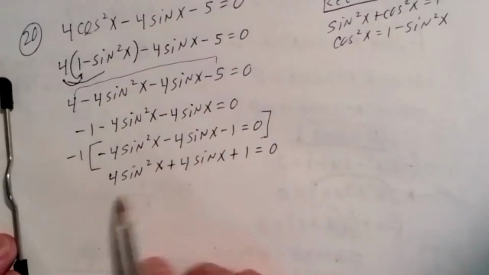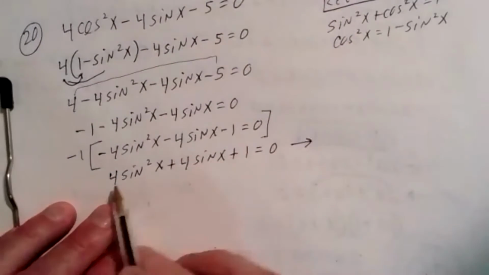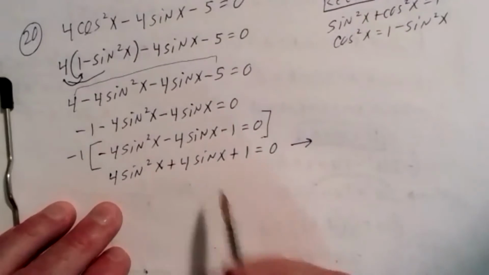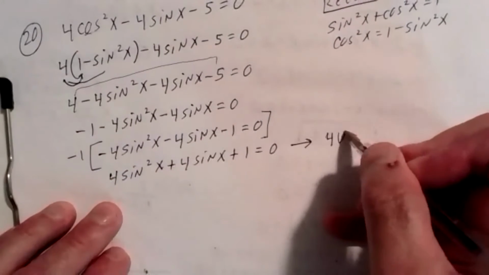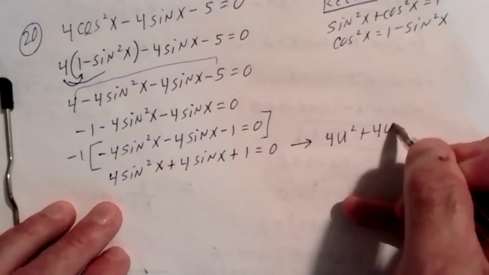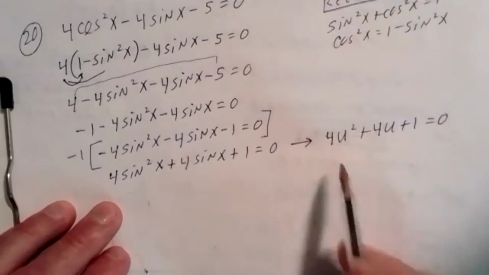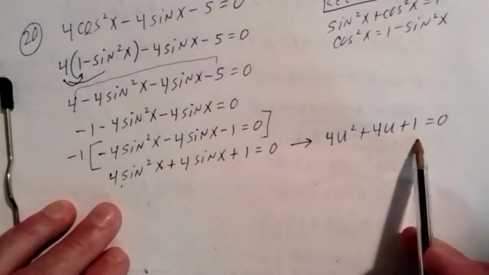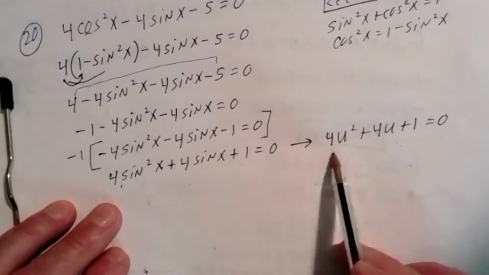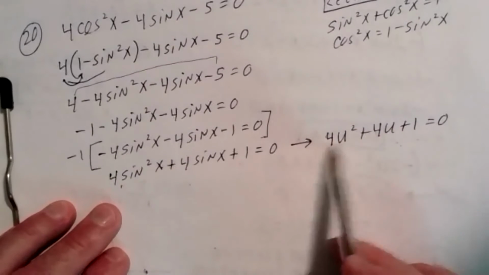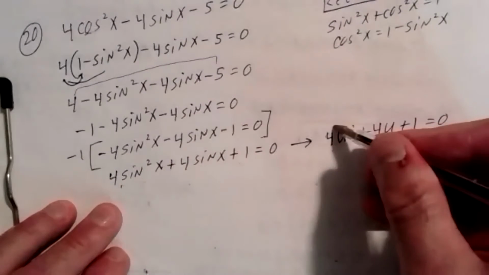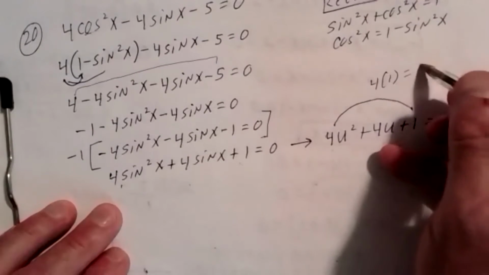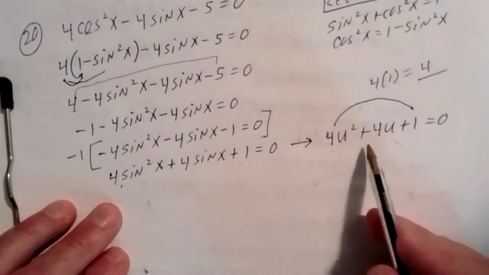Ladies and gentlemen, this is analogous to what type of trinomial back in algebra? If you let u be the sine of x, this is analogous to 4u squared plus 4u plus 1 equals 0. You agree? Isn't this the same structure as this back in algebra? Now, can we factor this? Anybody remember how this would factor? Or would it factor? 4 times 1 is 4. Are there 2 factors of 4 that sum up to the middle coefficient of 4?